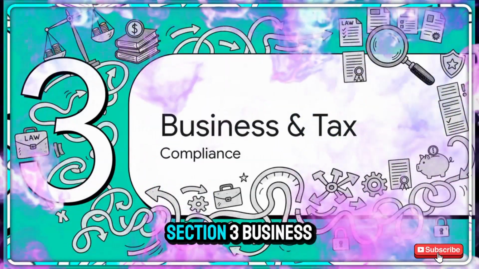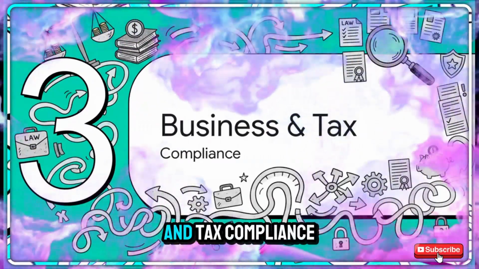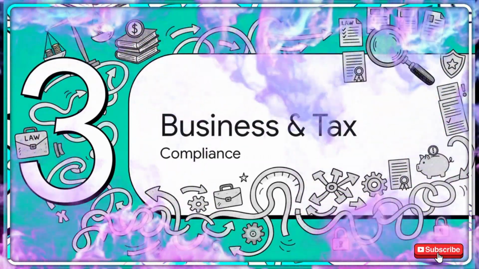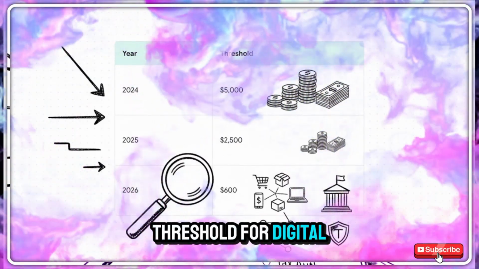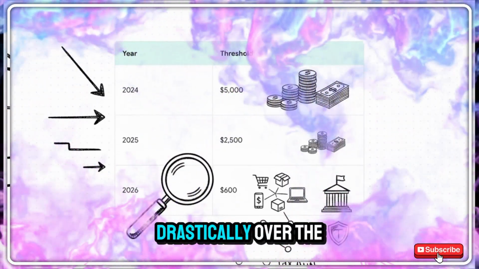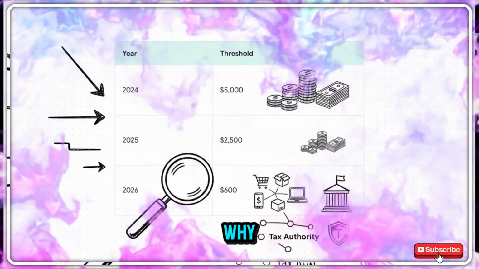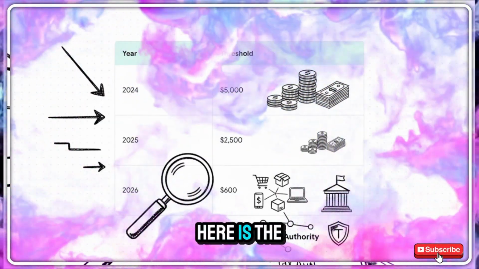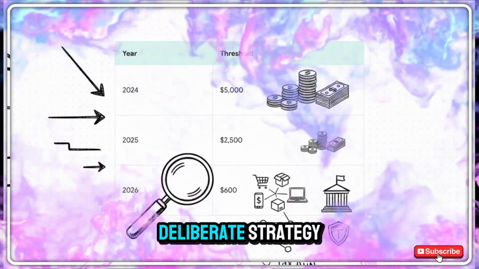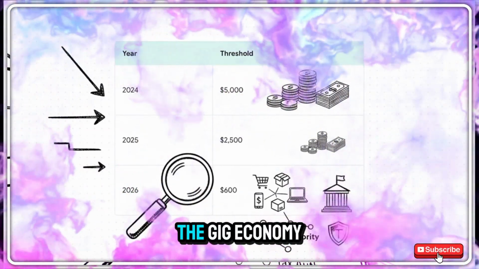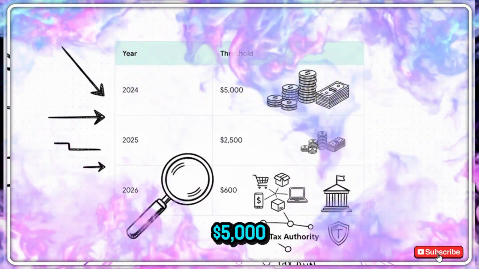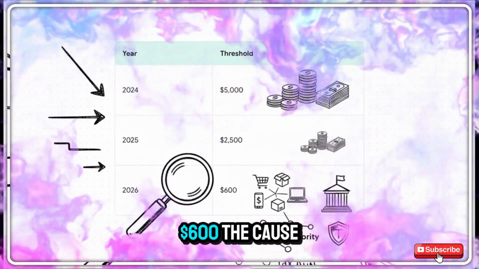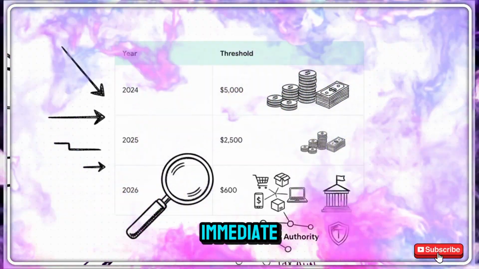Let's pivot to Section 3, Business and Tax Compliance. Just look at this clear timeline, dropping the reporting threshold for digital third-party payments drastically over the next few years. Why? The underlying mechanism here is the federal tax authority's deliberate strategy to systematically capture the gig economy. By aggressively lowering the threshold from $5,000 down to just $600, the cause and effect is immediate.